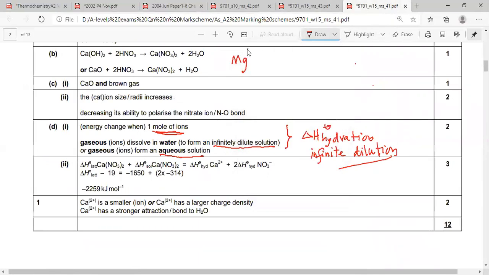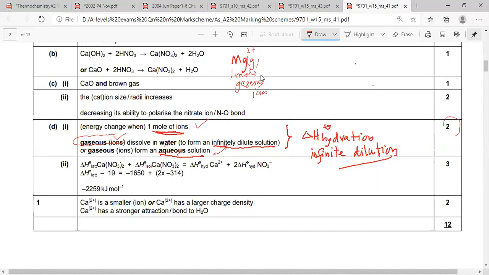When 1 mole, remember gaseous, 1 mole of ions should be gaseous ions. 1 mole is the first mark. The gaseous is 1 mark. So 2 marks. When 1 mole of the gaseous ions dissolve in water, or solvated or hydrated, dissolve in water completely, you should put that. Or dissolve to form an aqueous solution. Either way, this is the best one.